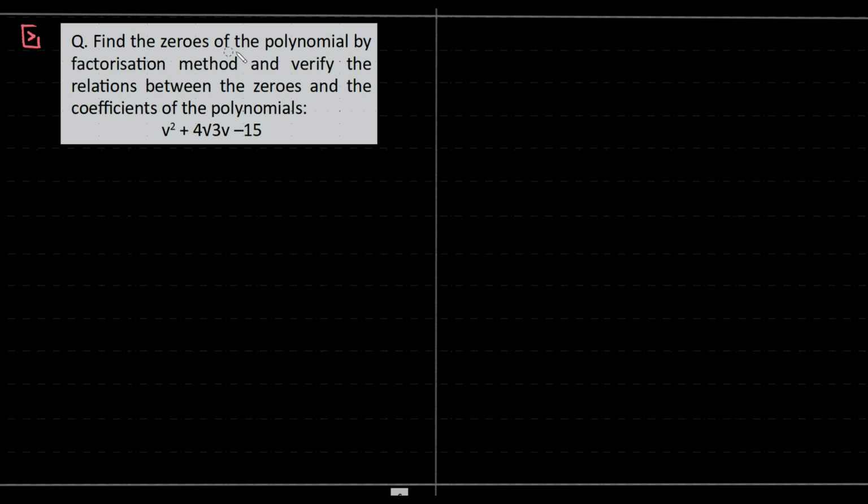Find the zeros of the polynomial by factorization method and verify the relationship between the zeros and the coefficients of the polynomial. So we have the polynomial, and here the independent variable is v. So p(v) is equal to v square plus 4 root 3 v minus 15.